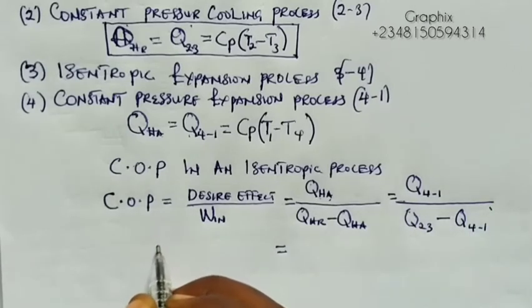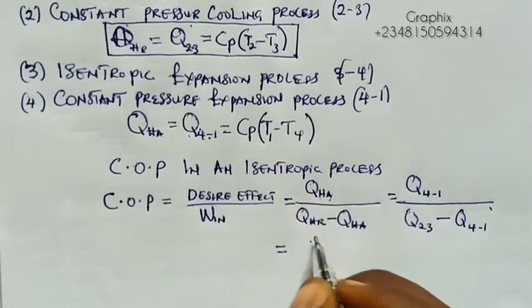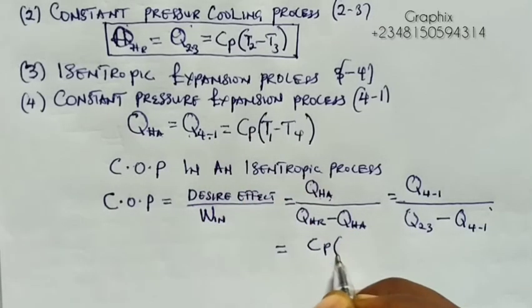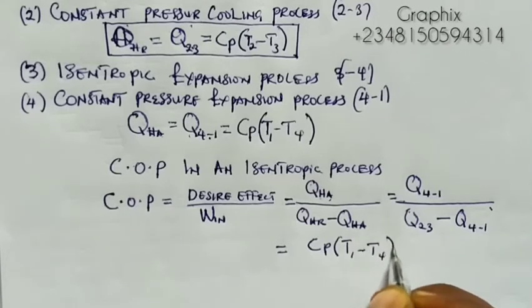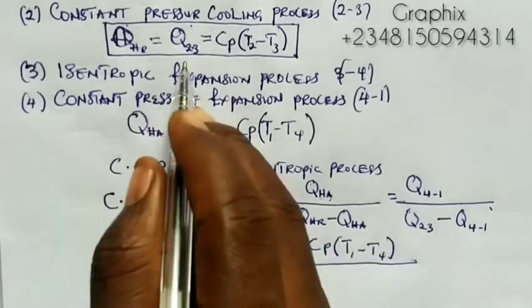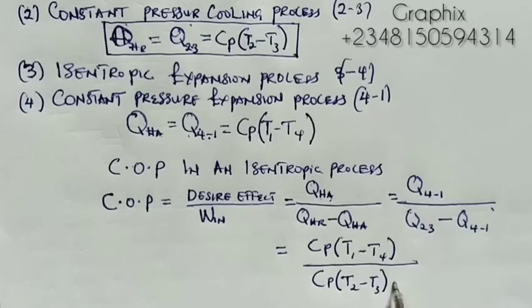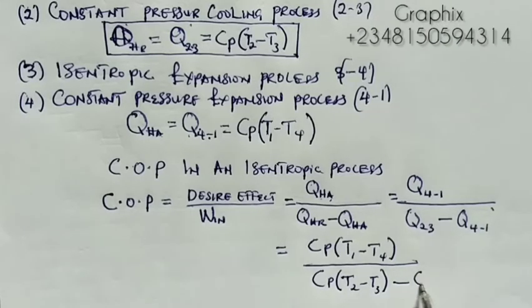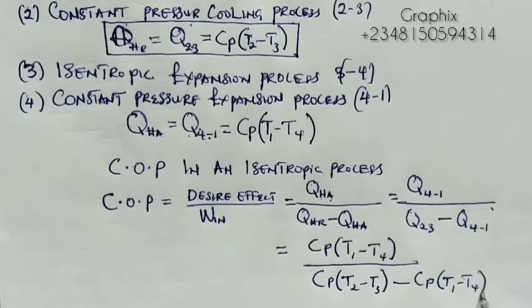Inputting the values here, we have Q4 to 1 is Cp into bracket T1 minus T4, all over Q23, which is Cp into bracket T2 minus T3, close the bracket, minus Cp into bracket T1 minus T4. So this is what we're having here.